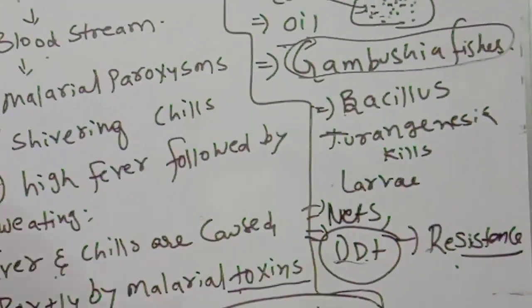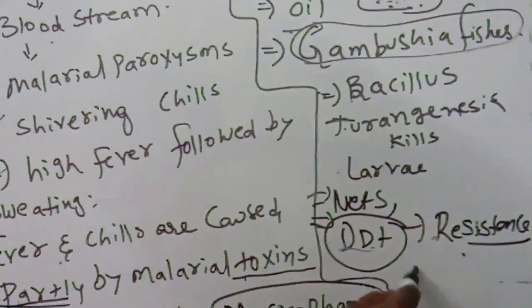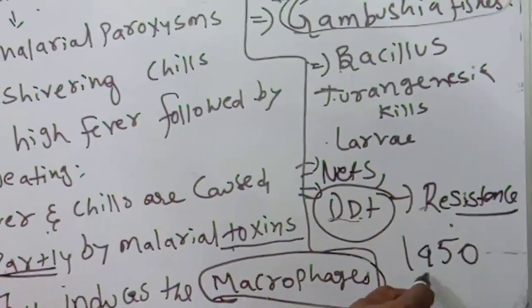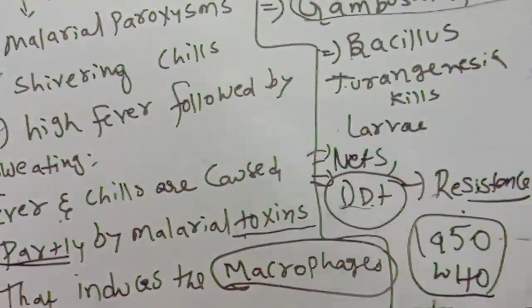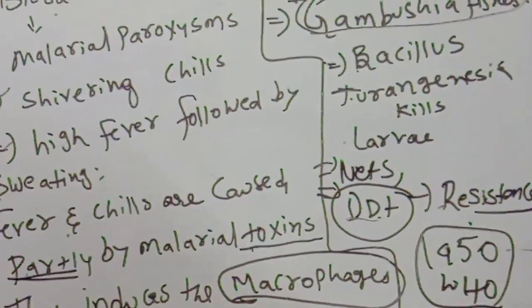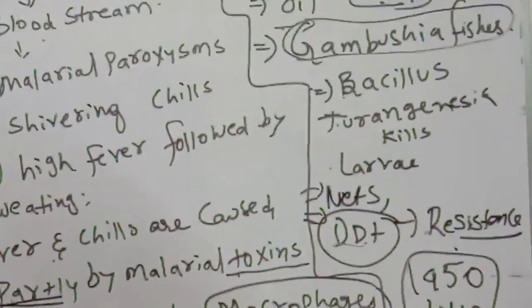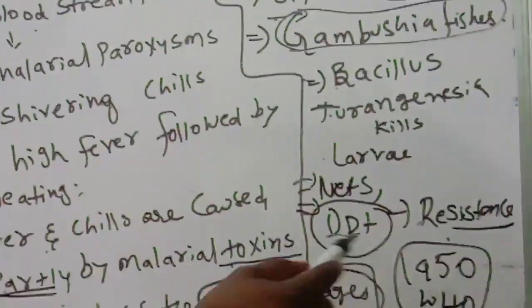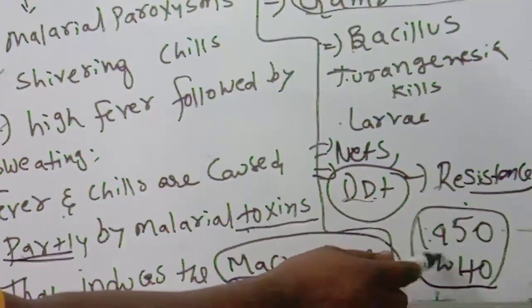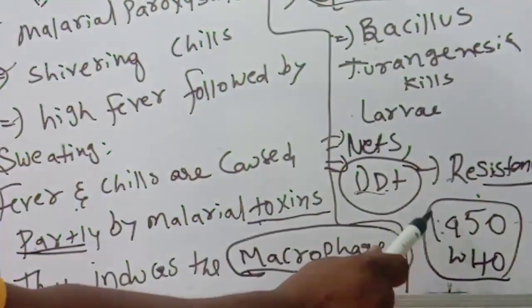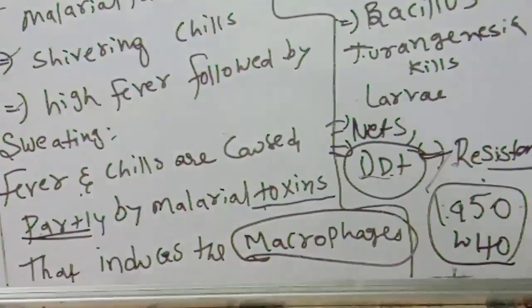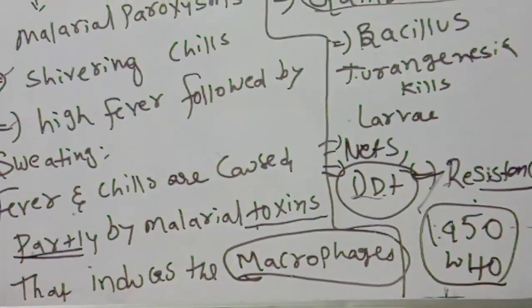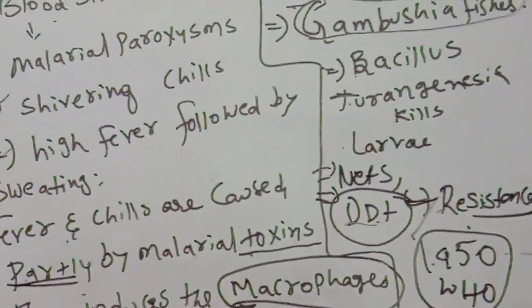Okay, World Health Organization, 1950. What is that? In 1950 the World Health Organization developed the malaria eradication program. The program was not successful. Why was it not successful? Because the mosquito got resistance towards DDT. Okay, children, you should remember these points.